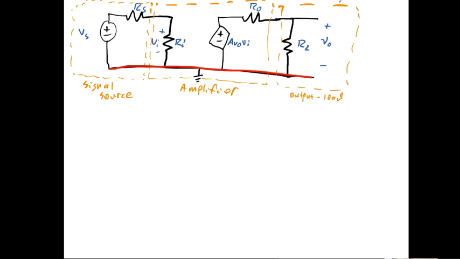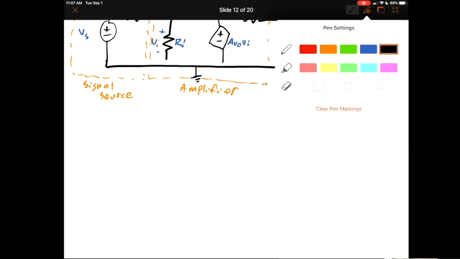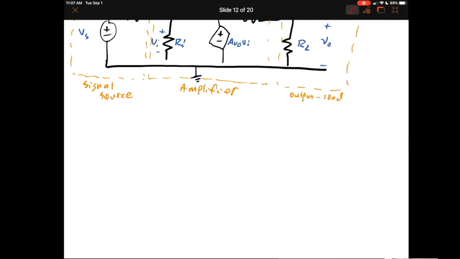Oh, I shouldn't use that color, should I? I can't undo. I don't want to use that color because I've just written ground at the ground. That color. It's a common reference, and I don't want to use red for ground.